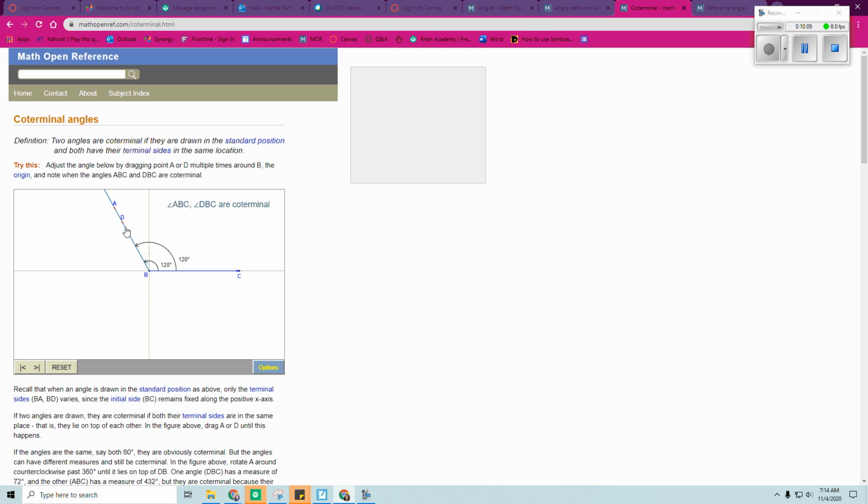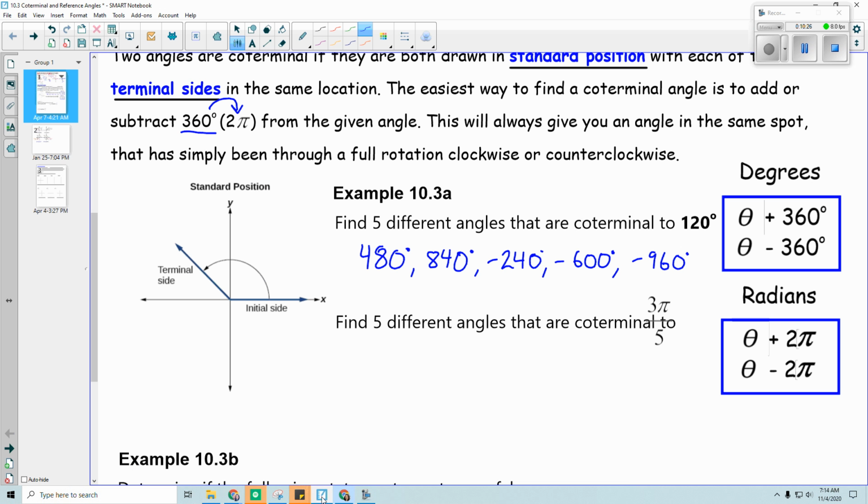And I could easily go the other way like I did. So those two angles are coterminal, so negative 240, negative 600, and negative 960. So just by adding or subtracting 360, that's how we get all of our coterminal angles.